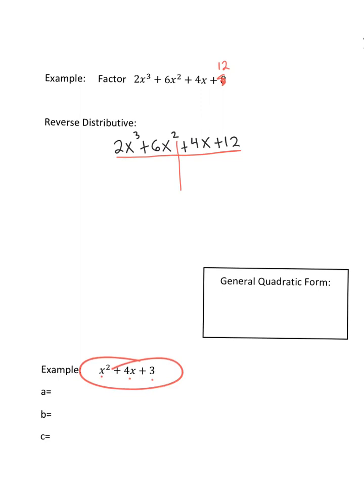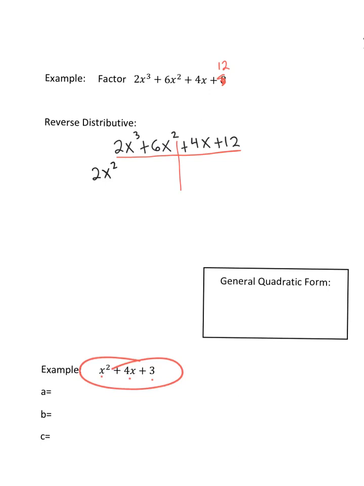So for example, between 2x to the third and 6x squared, the largest number that evenly divides out of 2 and 6 is 2. And then the highest power of x that I can take from both is an x squared. I can't take an x cubed from both because if I have x squared and I want to take an x to the third power, I'm in debt 1x. I don't have that x to give, okay?